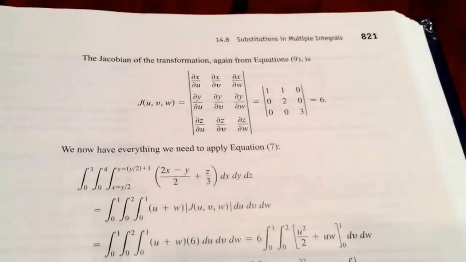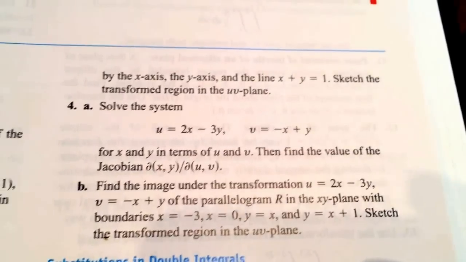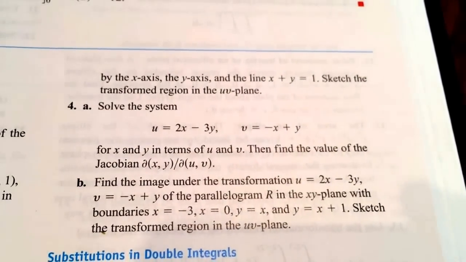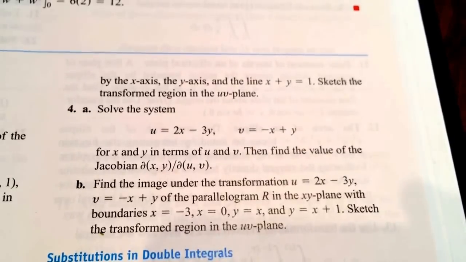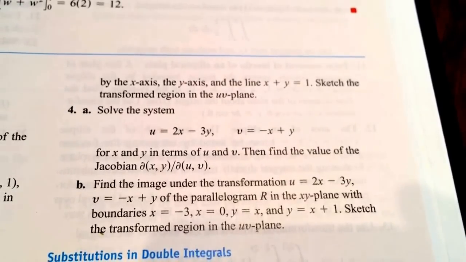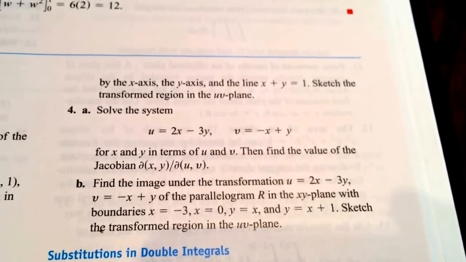So now let's look at some examples. Hold on, let me find what page this is on in the book. So page 821. On page 821, we're going to start with number 4. It says solve the system for x and y in terms of u and v, then find the value of the Jacobian. That's part A. Part B, find the image under the transformation.